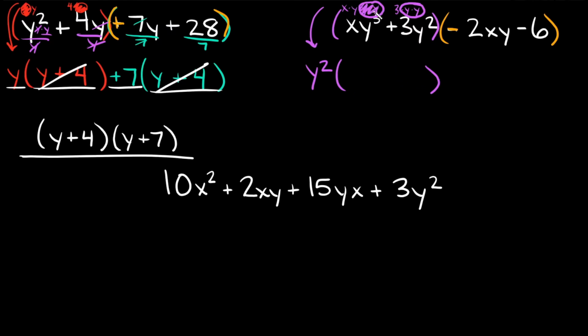Well, we pulled out those 2 y's, so all we're left with is x times y, or in other words, just xy, right? And then here, we pulled out these 2 y's, so we're just left with this positive 3, right? So plus 3, okay?